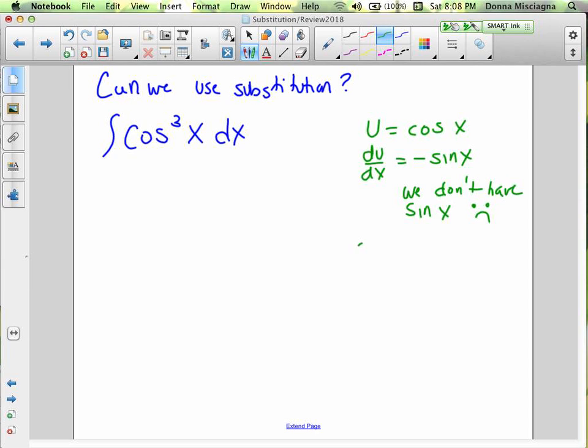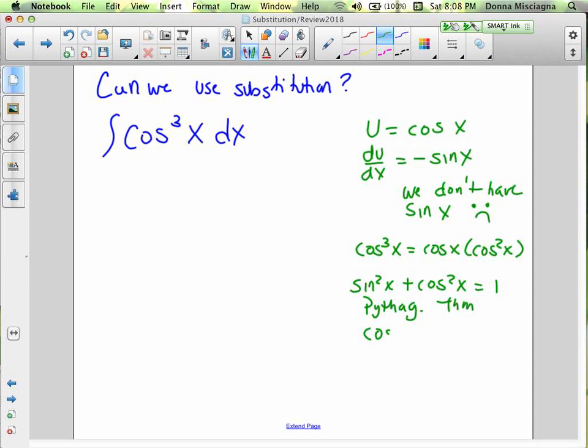Well, let's see. Cosine cubed x is the same as cosine x times cosine squared x. And I remember some formula that went sine squared x plus cosine squared x equals 1. I think they call that the Pythagorean theorem. Well, we could isolate cosine squared x by subtracting sine squared x from both sides. And now we have a way to replace. So now we have cosine x times, we're going to replace the cosine squared x. So we rewrote cosine cubed x as cosine x times 1 minus sine squared x dx.